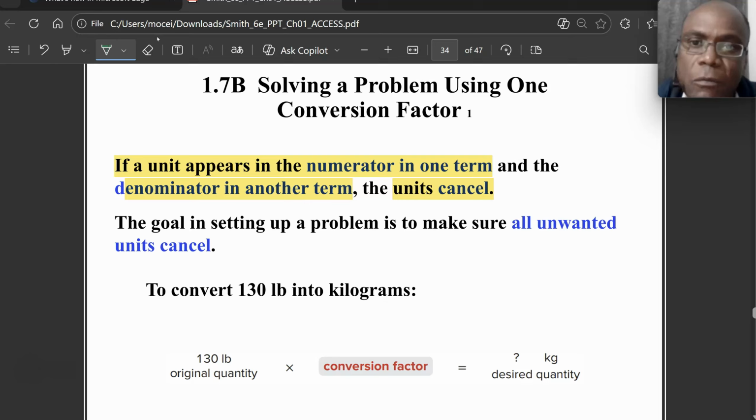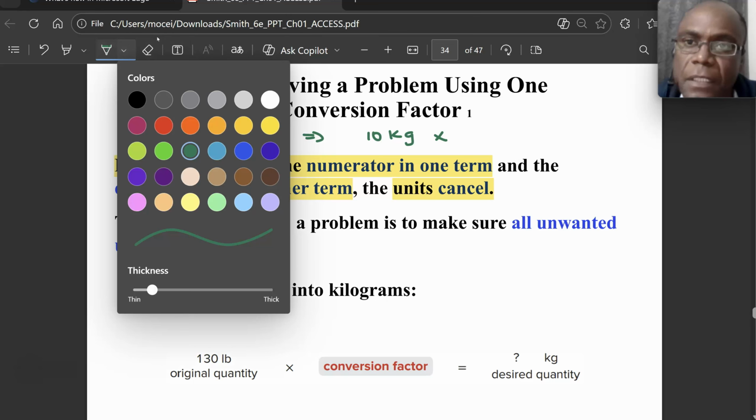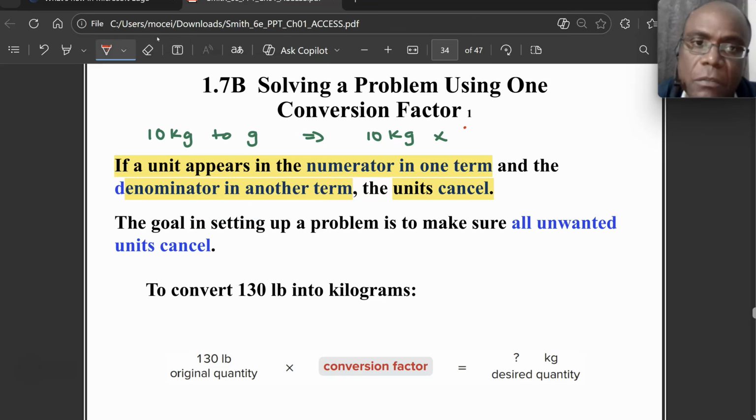Suppose I want to convert 10 kgs to grams. This will be expressed like this. I'll take my 10 kg. I know the relationship between grams and kg. I do know that I'm going to grams, right? 1 gram is the same as 10 to the power minus 3 kg. You can even use 1,000 grams is 1 kg. Either way, you get the same answer.